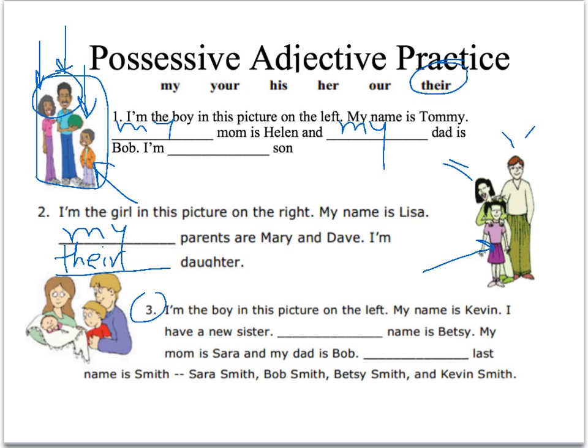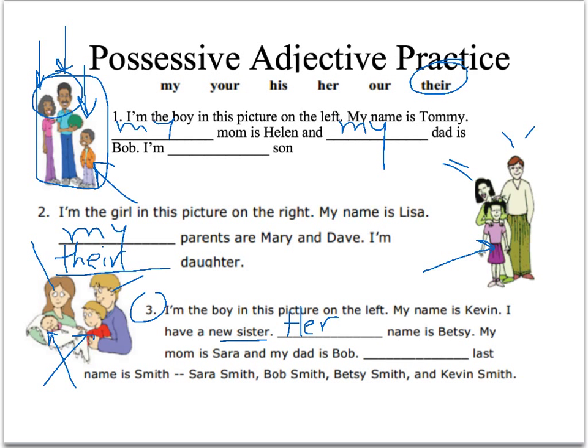Number 3, I'm the boy in this picture on the left. So this boy here, my name is Kevin. I have a new sister. Blank name is Betsy. So since we're talking about the sister, we know it's a girl, and it must be this girl right there. Then we would say her name is Betsy. My mom is Sarah. Here's Sarah. And my dad is Bob. Blank last name is Smith.